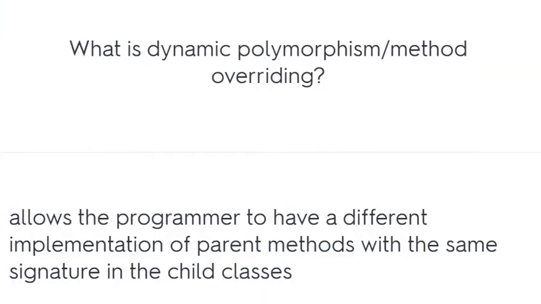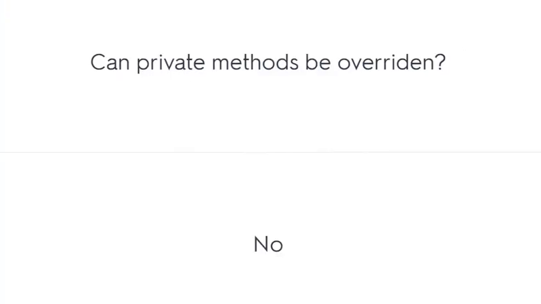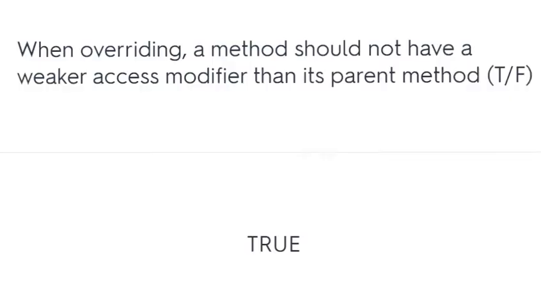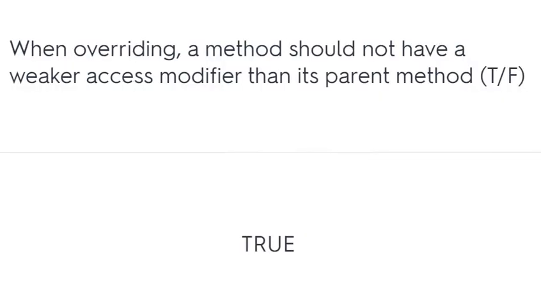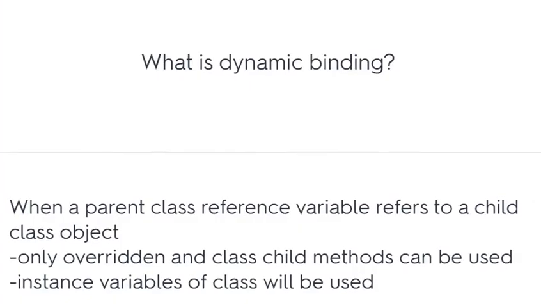What is dynamic polymorphism? Method overriding. Allows the programmer to have a different implementation of parent methods with the same signature in the child classes. Can private methods be overridden? No. When overriding, a method should not have a weaker access modifier than its parent method. True.